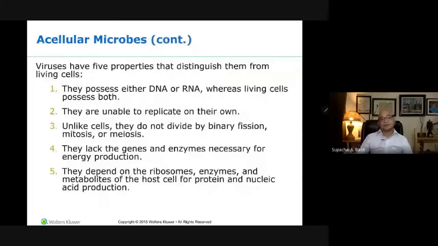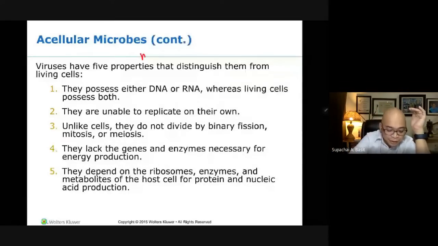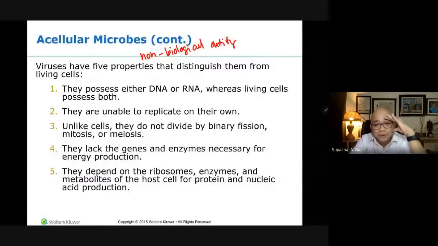Okay, so viruses are considered to be non-biological entities. And there are five reasons why we consider them as non-living things. Number one reason is that they possess either DNA or RNA. Other living cells such as humans and bacteria possess both DNA and RNA. But viruses can only possess one type of nucleic acid.